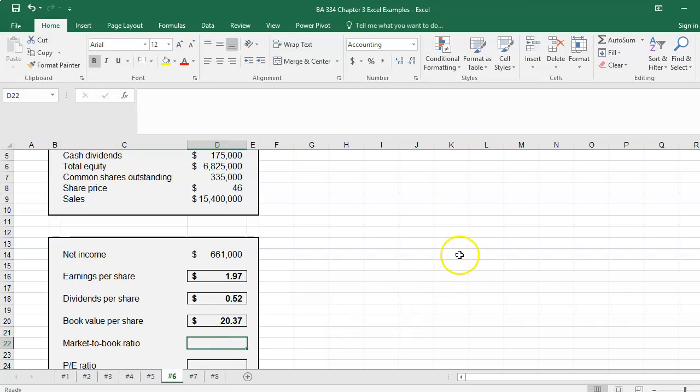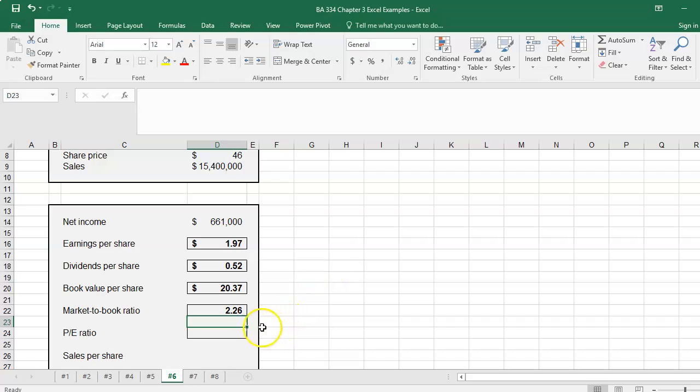Our market to book ratio is the market price per share divided by the book value per share. So we have the market price per share of $46 divided by our book value per share that we just calculated. This tells us that the market value is currently 2.26 times higher than our book value per share. We would expect the market value to be higher than the book value because book value reflects historical cost.